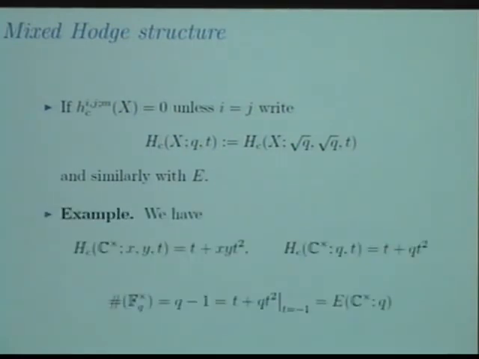All right, so a very, very simple example, just to be clear. If you take a variety to be C star, then here's the calculation of this mixed Hodge compact support polynomial. And if you like, just look at the bottom. The number of points is q minus 1, which is what you get if you set t equal to minus 1 on the previous one. And that's the E polynomial of C star.